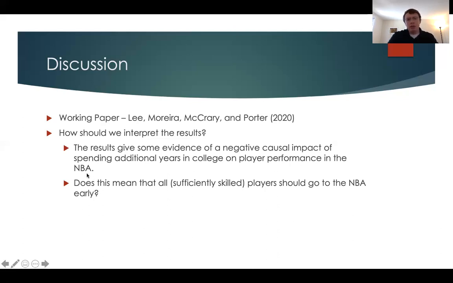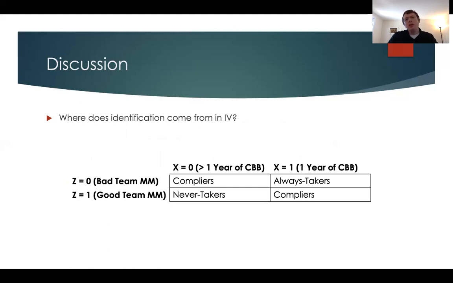But then we do want to follow up this question with, does this mean that all sufficiently skilled players should go to the NBA early? Well, where does the identification come from in instrumental variables? This simple table gives a summary. Suppose we had a binary endogenous X variable and a binary instrumental variable Z. So think of this as in our setting, maybe our X is either the player only spent 1 year in college basketball or spent more than one, and then either the team had a bad March Madness NCAA tournament or a good March Madness NCAA tournament.